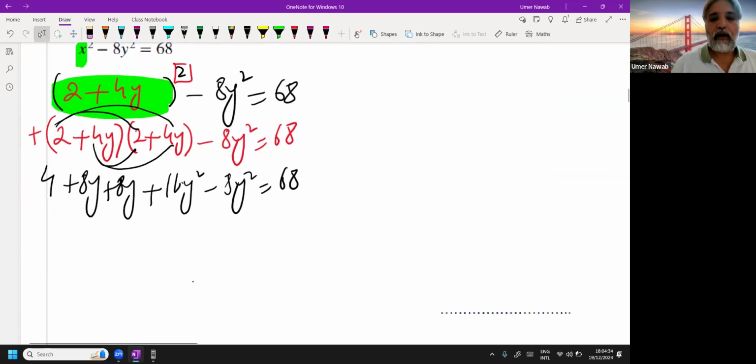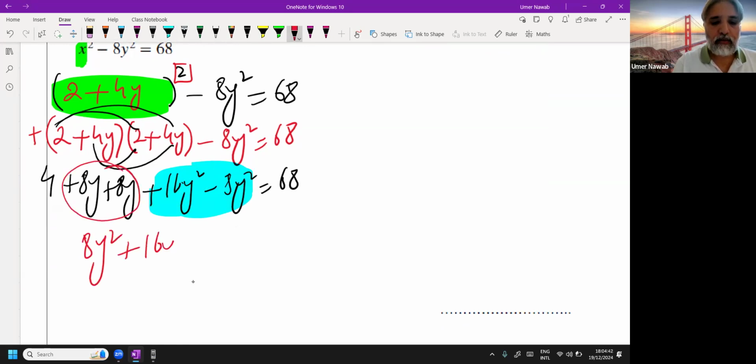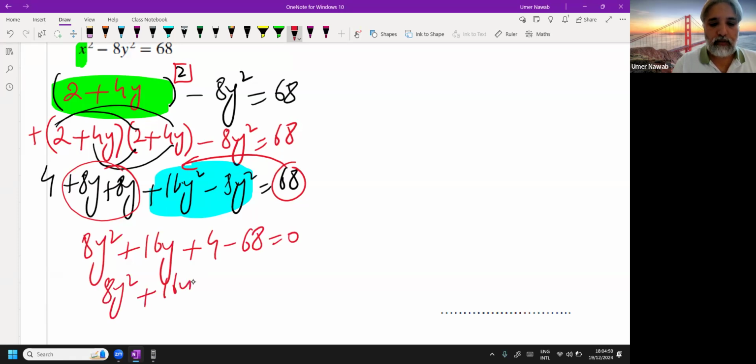68. Now make the simplest equation. This will give you 8y squared, and 8y is 16y. Can I send the 68 to the left? So plus 4 minus 68 is equal to 0. 8y squared plus 16y minus 64 is equal to 0.